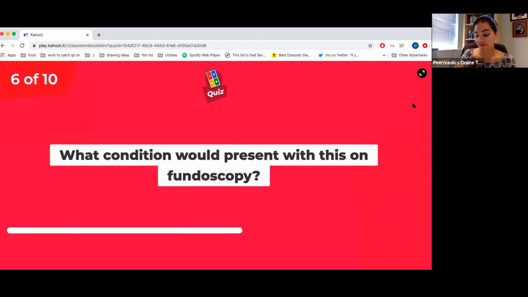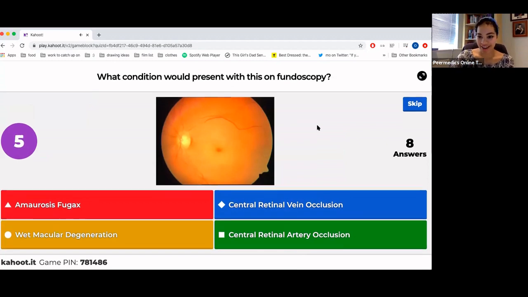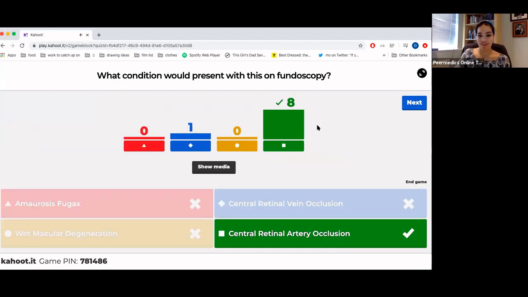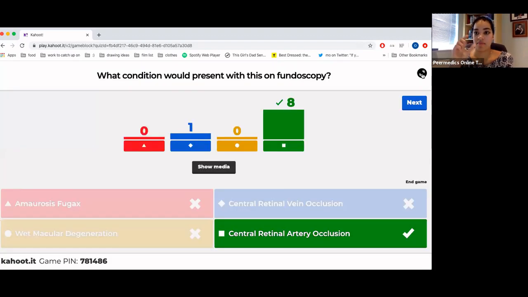What condition would present with this on fundoscopy? Is there a way that I can mute it? Okay, I'm just going to mute myself and hope that helps. Okay, so central retinal artery occlusion. If we go back to the picture, you've got that characteristic cherry red spot and the pale retina, which are the things you should be looking for.